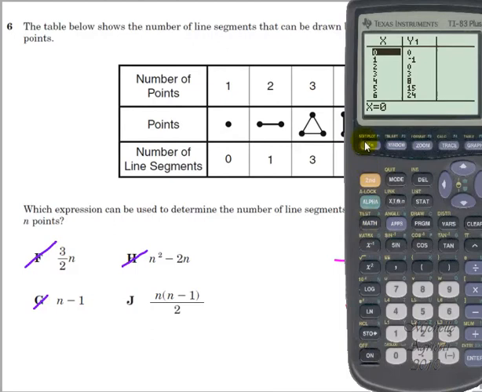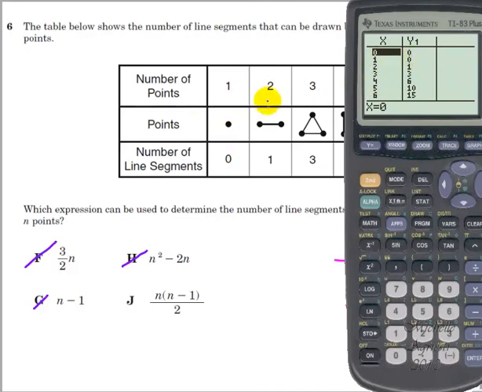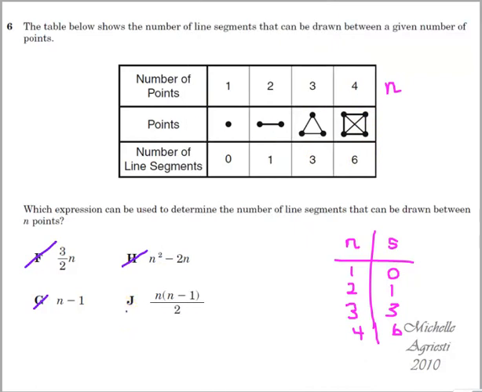Now let's try our last one. x times x minus 1 divided by 2. Second table. When x is 1, y is 0. That works. When x is 2, we should get 1, and it works. 3 gives me 3, and it works. And the last one, 4, gives me 6. So J is our answer.